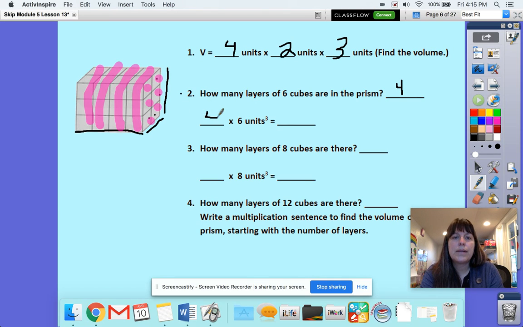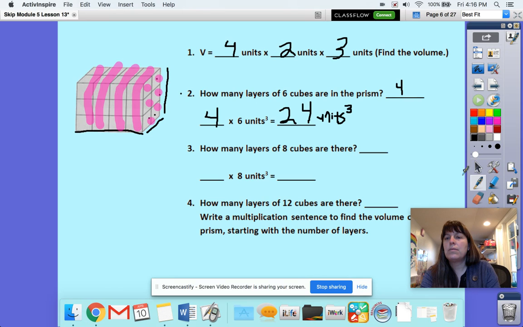4 layers times 6 units cubed equals 6 times 4 is 24 units. This is taking a long time to write with my pen. Units cubed to the 3rd power. Okay, how many layers of 8 cubes are there?